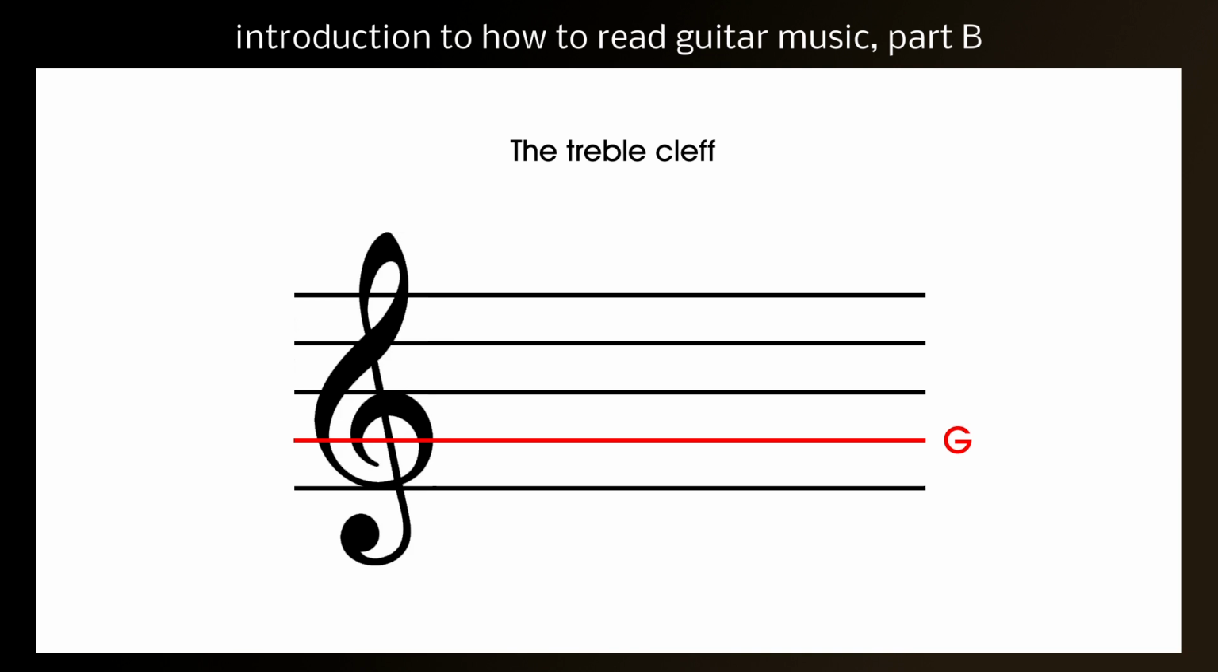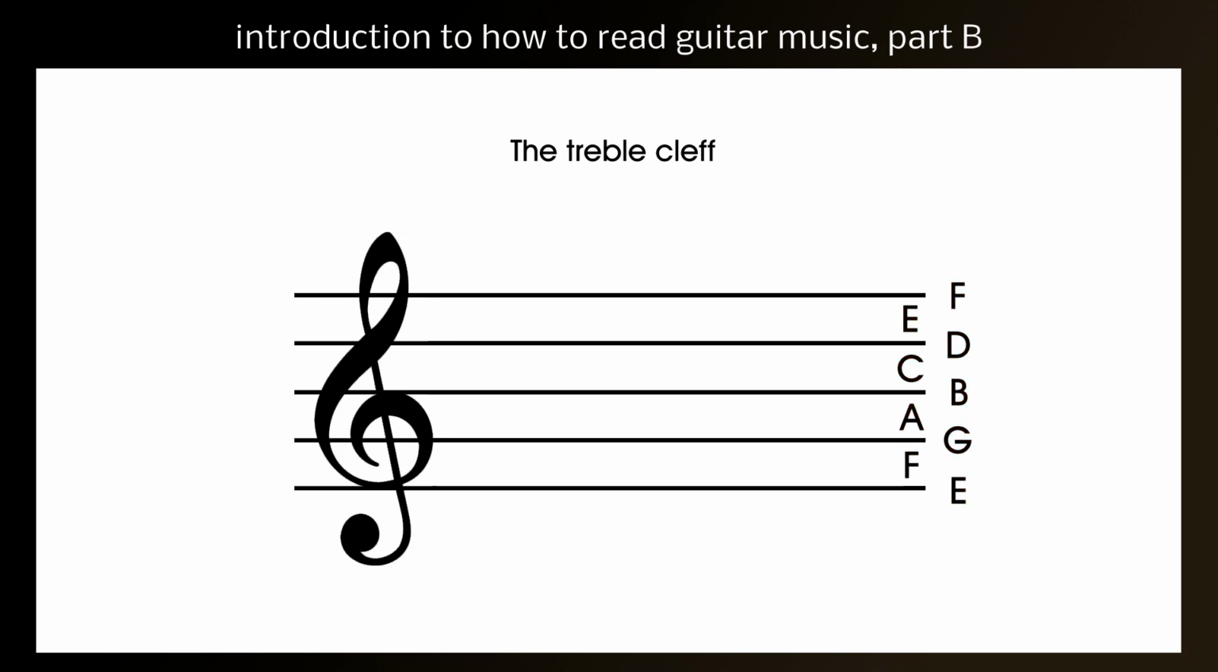With all music, each line and space represents a note. So if we were to look at that G line, next to it up one would be A, the space, then the line up from that is B, then the space up from that is C, then the line up from that is D, and so on.